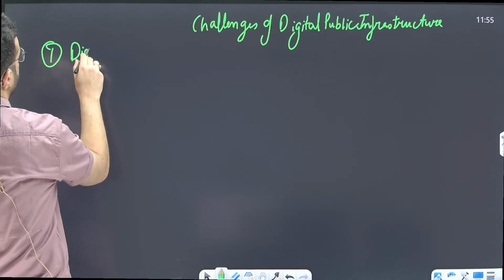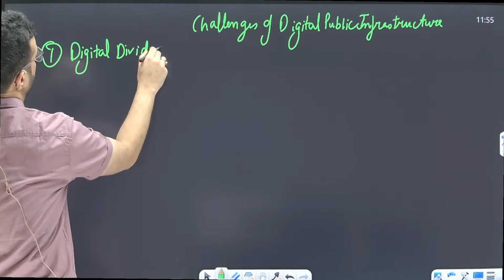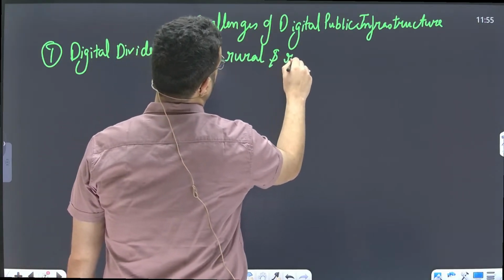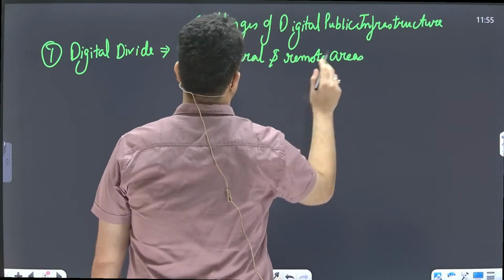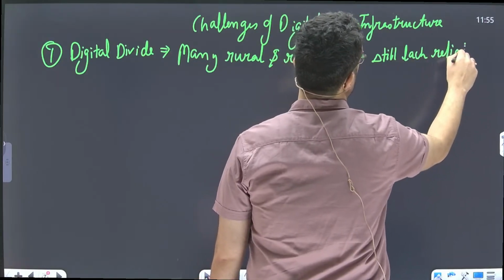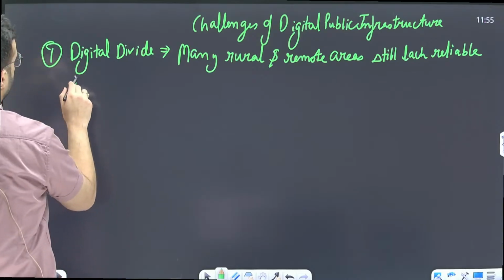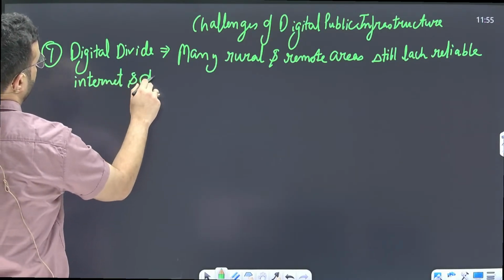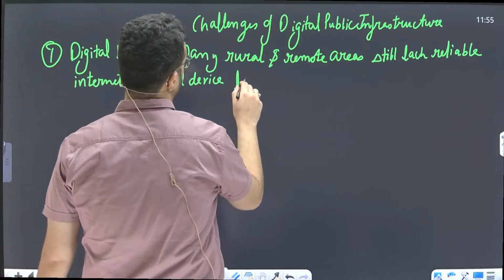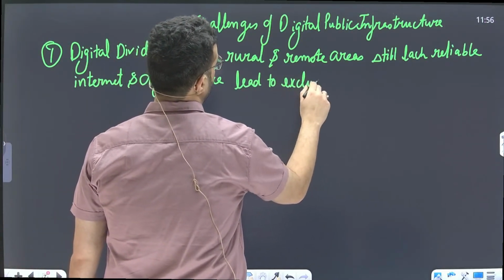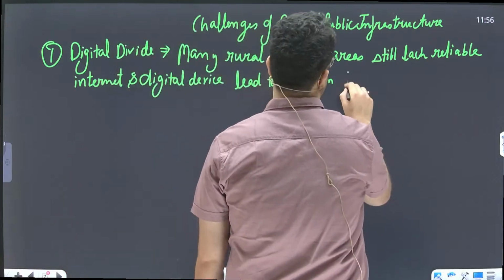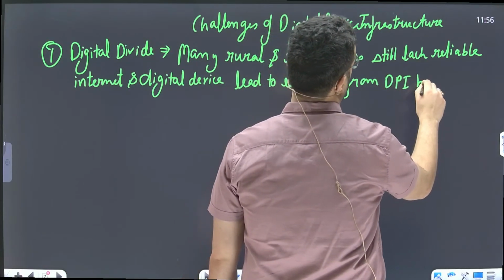First, digital divide. Many rural and remote areas still lack reliable internet and digital devices, which leads to exclusion from DPI benefits.